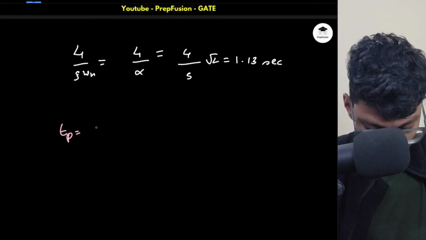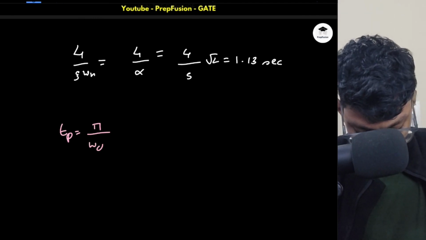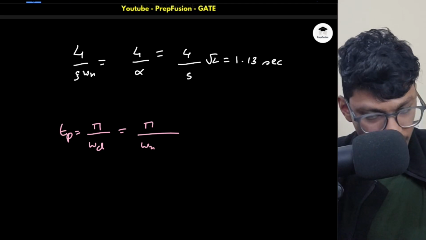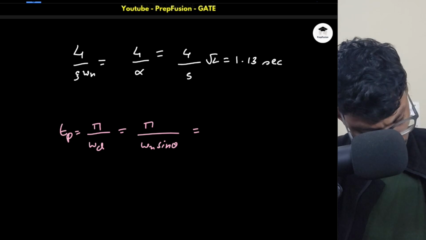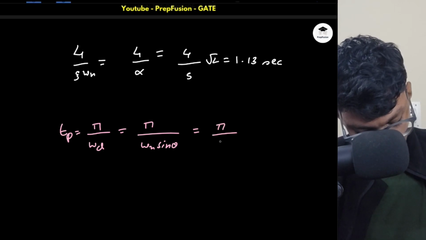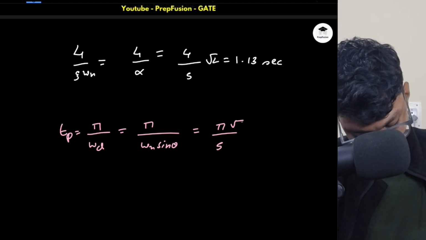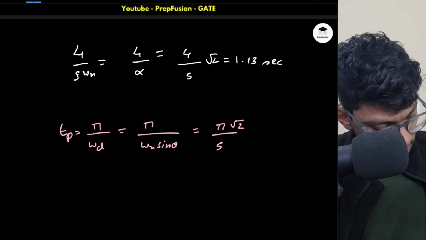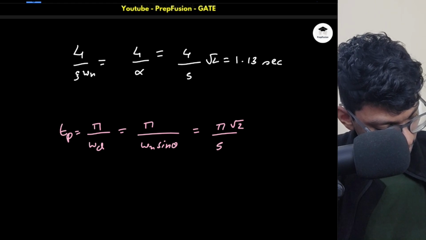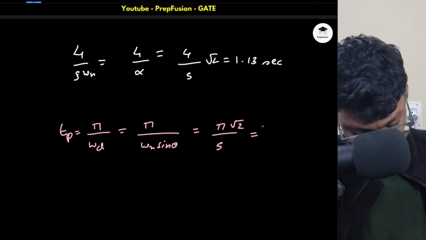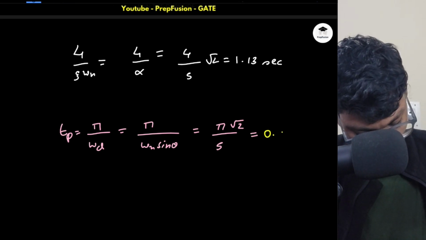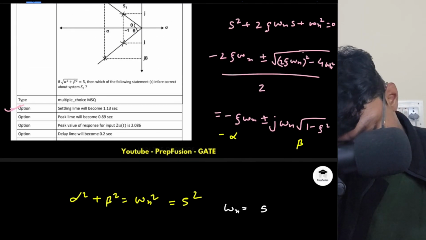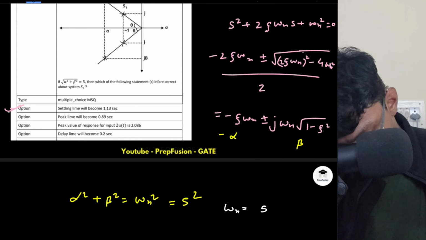Peak time, if you remember, is equal to pi upon omega d. What is omega d? Omega d is omega n into under root 1 minus zeta square, or omega n sine theta. Whichever one you prefer, you can write. I will write sine theta. Omega n is 5, sine theta is sine 45, that is 1 by root 2. So it is pi divided by 5 into root 2, equals 0.89 seconds, which is also present in option B. So this is also one of the correct options.